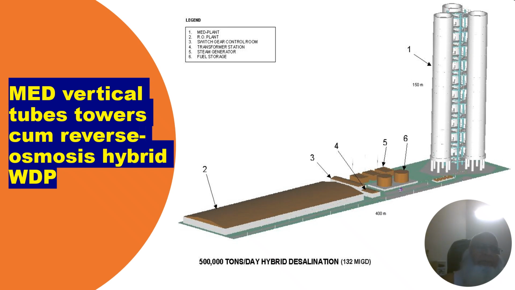This slide shows a MED vertical tube towers come reverse osmosis hybrid water desalination plant. Again, this figure is self-explanatory. It is a 500,000 tons per day hybrid desalination plant, and you can see all the ports are marked in there, and then there is a legend on top which you can see which port is talking about which port.